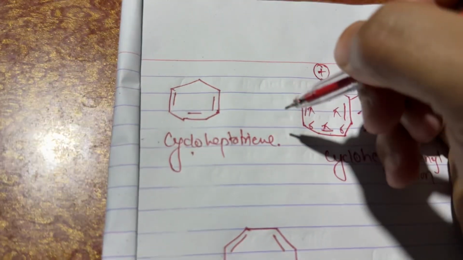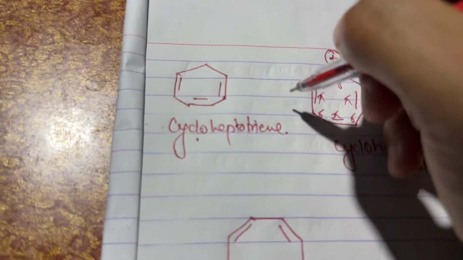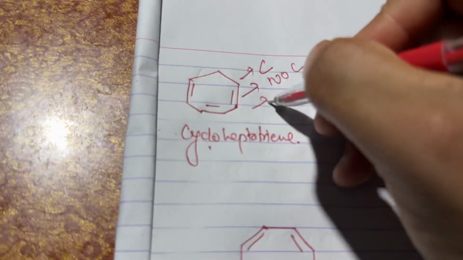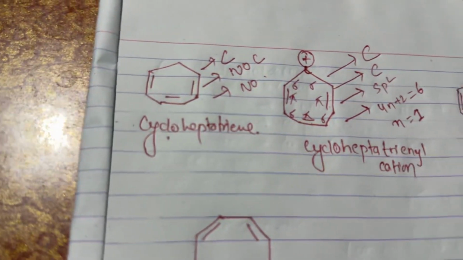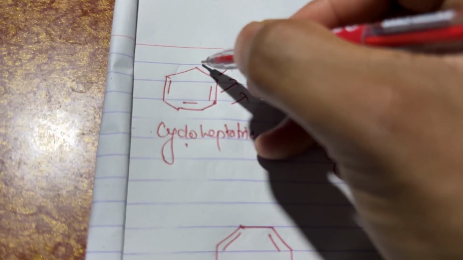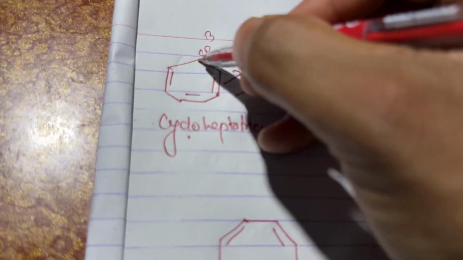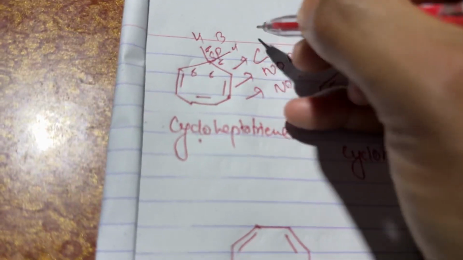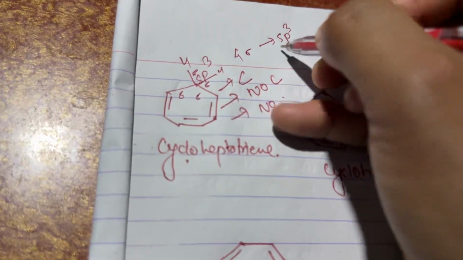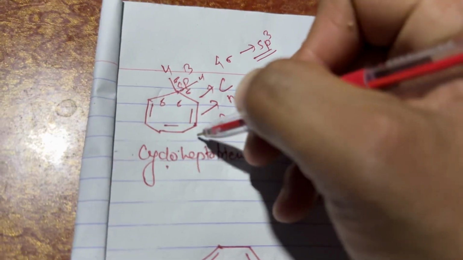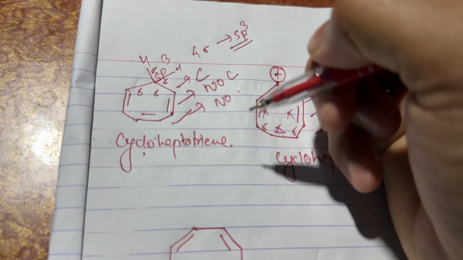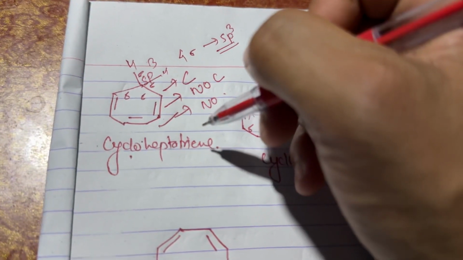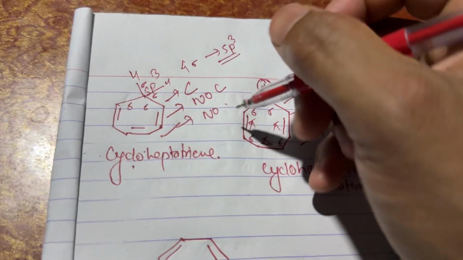So cycloheptatriene is cyclic, but there is no conjugation and there is no planarity. There is no planar form because this carbon is sp3 hybridized, as we are seeing: 1, 2, 3, 4 sigma bonds, sp3 hybridization. That's why cycloheptatriene is not aromatic. If there is no conjugation and no planarity, then we should not go for Huckel's rule.